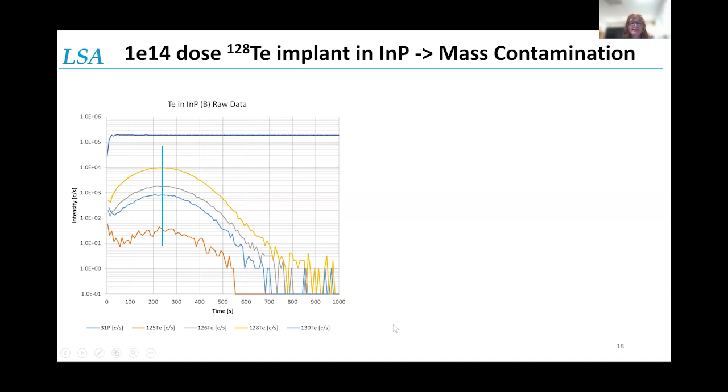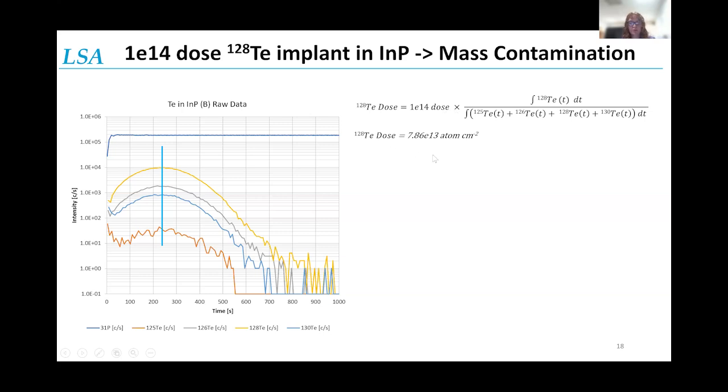So the implanter didn't go into high enough resolution to identify the 130 tellurium and implant the entire 1E14 dose at 130. So we have to take this into account when we're quantifying it. The 1E14 dose is separated out across all of these isotopes, so the area under each isotope needs to be added up, and that is the 1E14 dose.